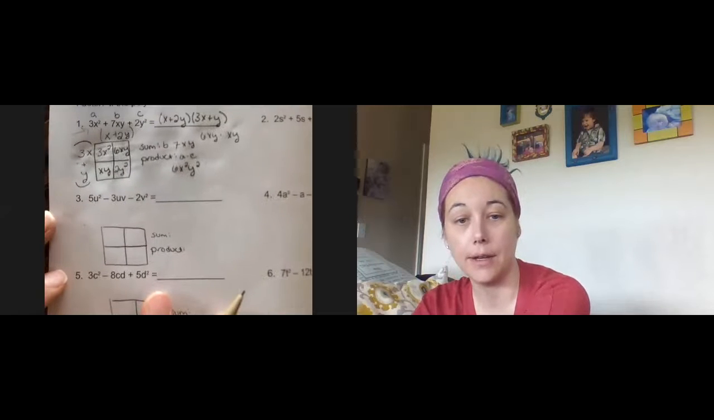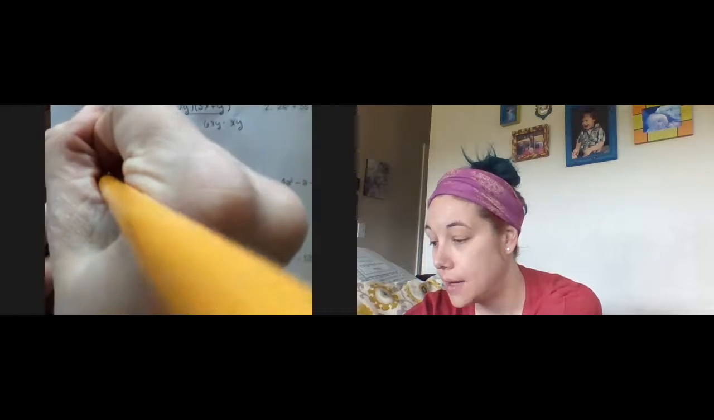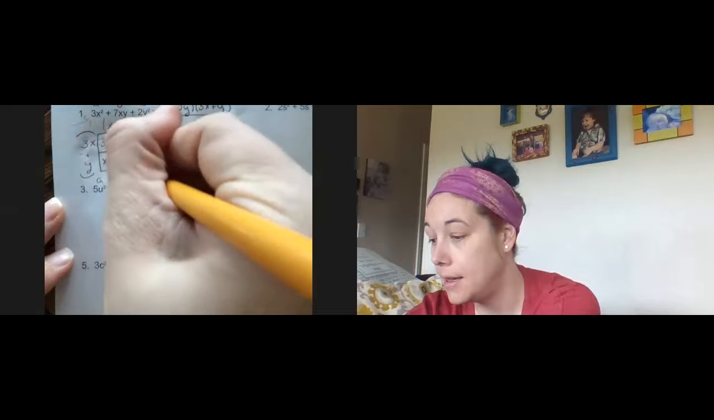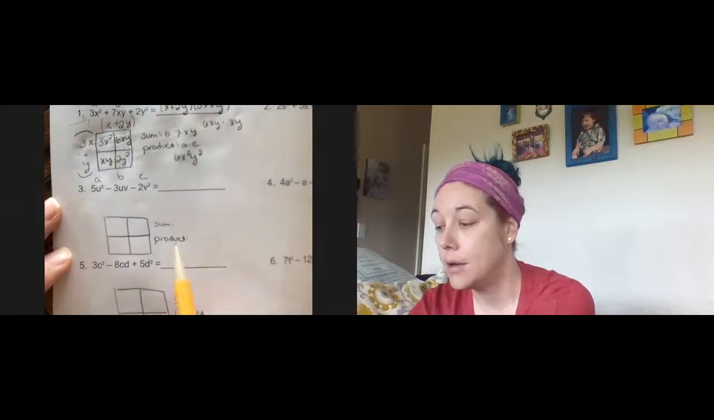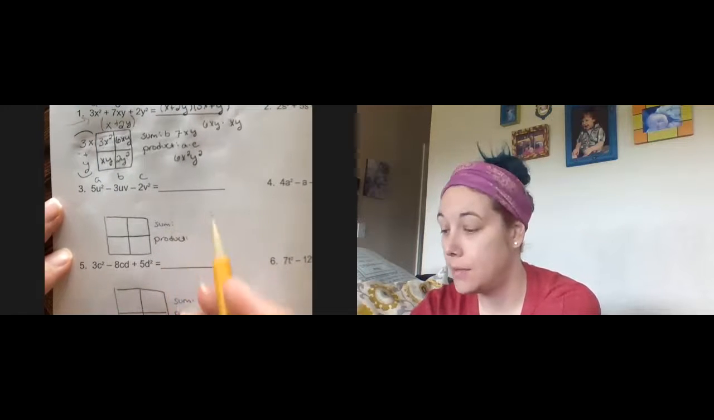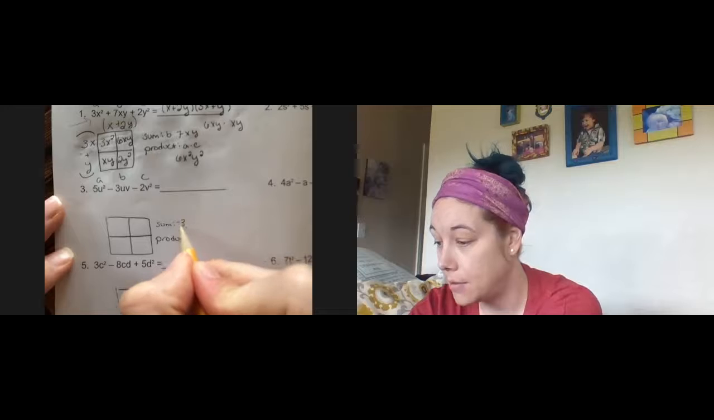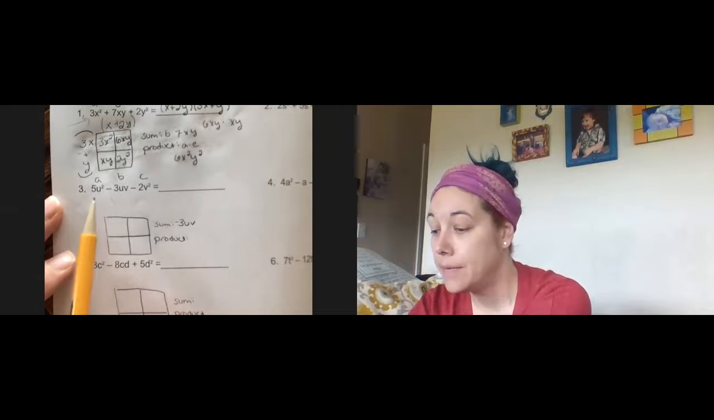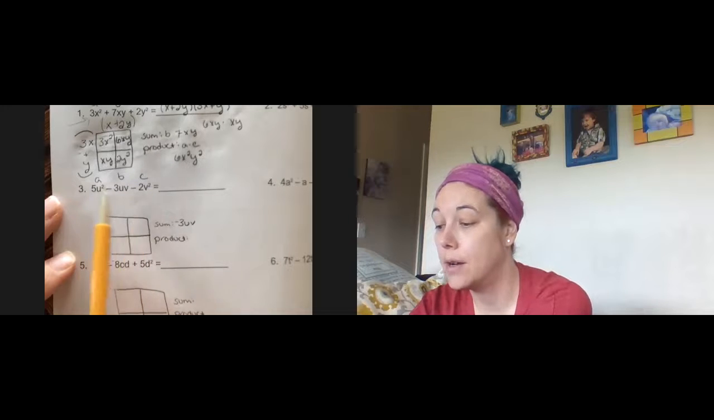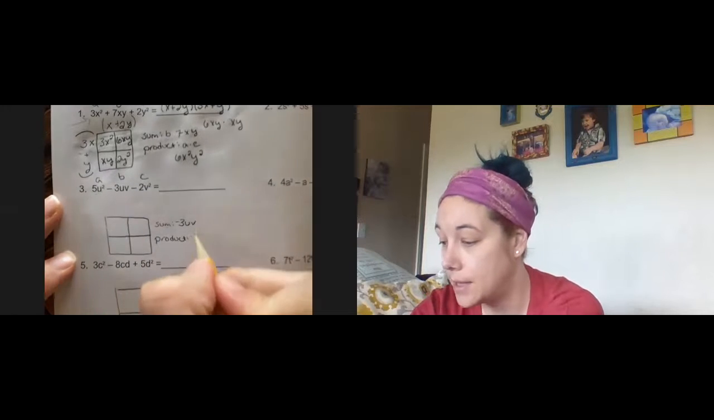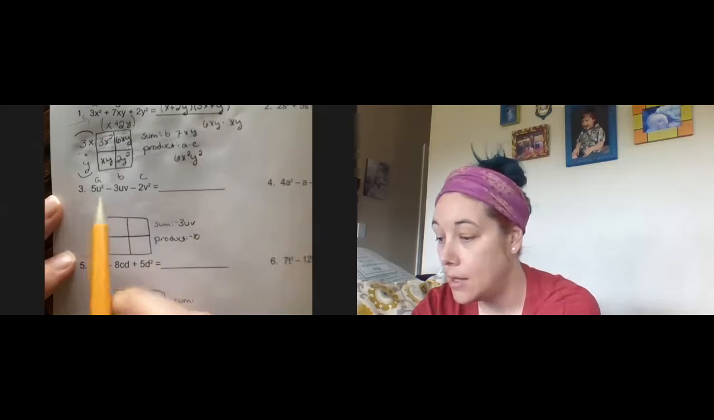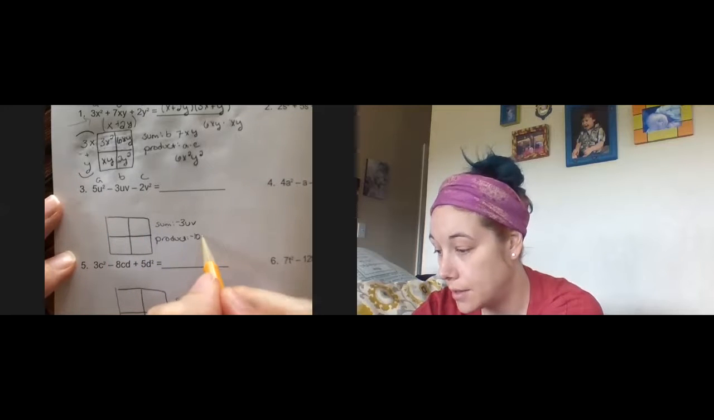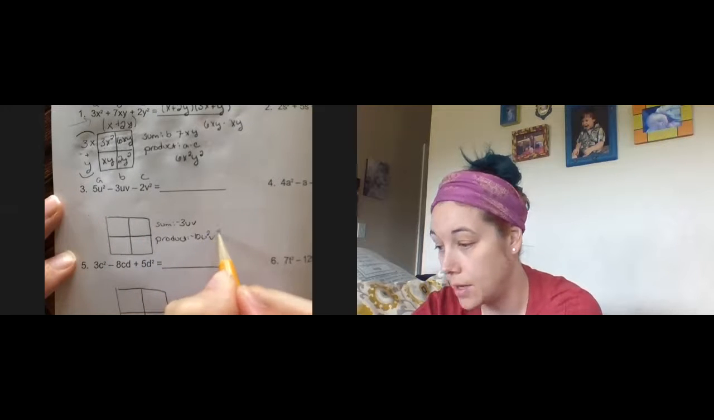All right, let's check out number 3. Here's my A, here's my B, here's my C. So sum to B, right? Which in this case is negative 3uv. Product, A times C. 5u squared times negative 2v squared. Well, 5 times negative 2 is negative 10. And u squared times v squared is just u squared v squared.